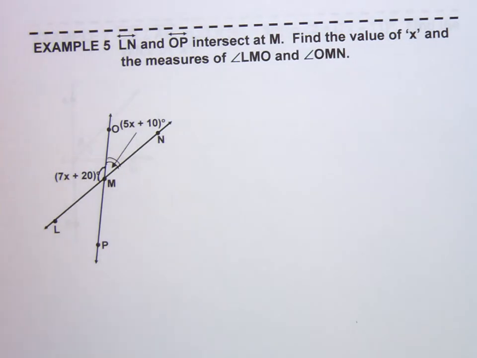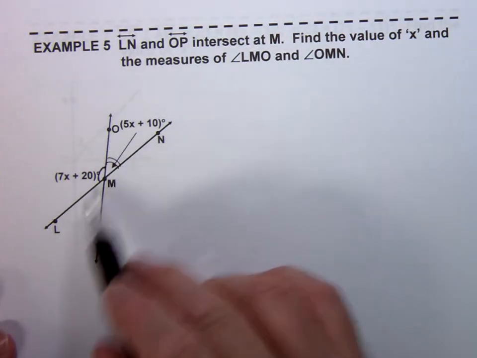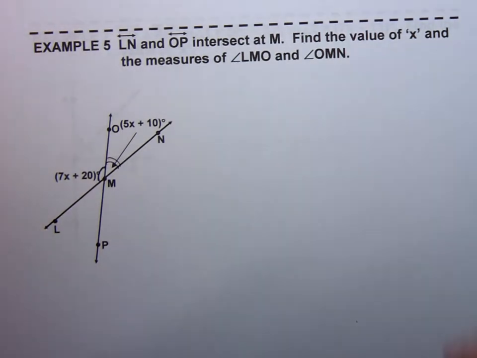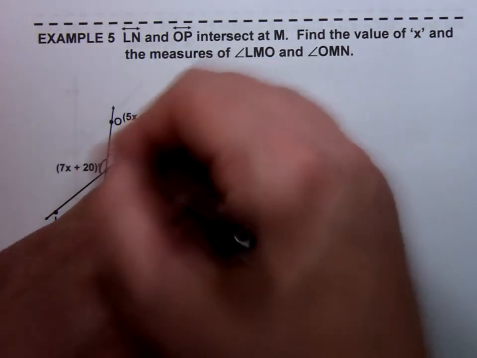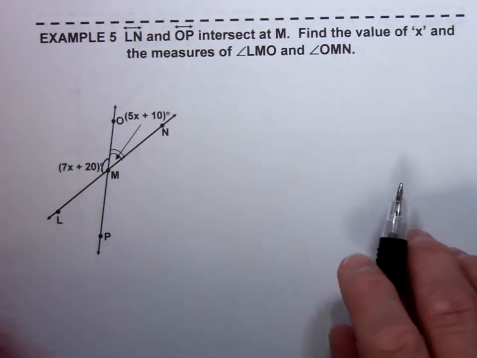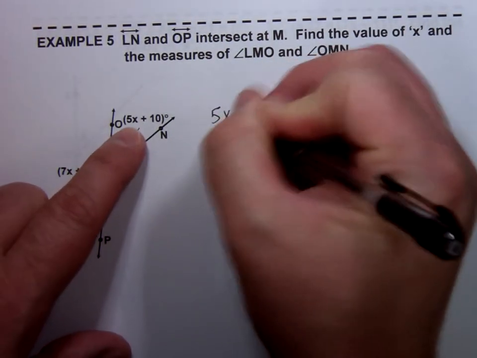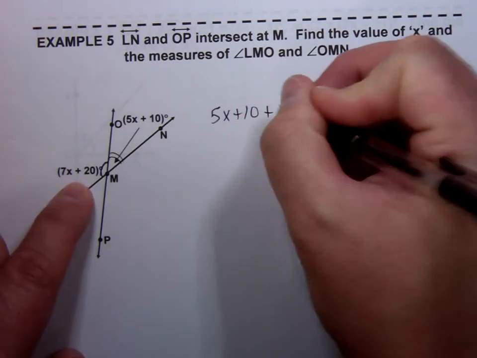I see expressions on angle OMN and LMO, both of those expressions. So what relationship do they have to each other? That is a linear pair. They are supplementary. So I know that they add up to 180. So that's exactly how I set up the equation. I'm going to add them together, set it equal to 180.